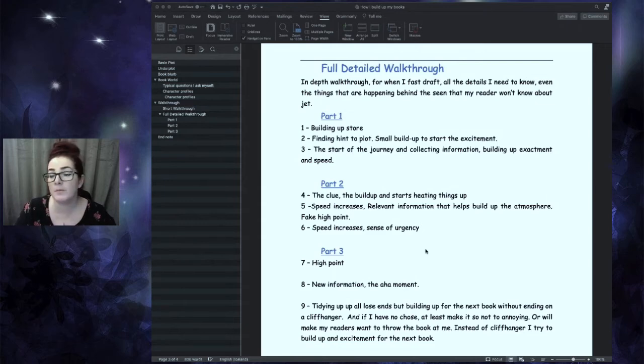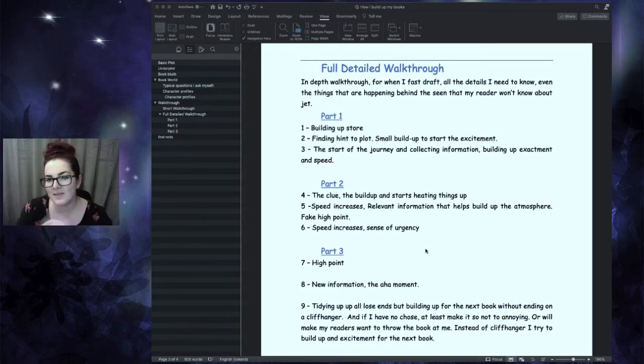The middle part of the book, point five in part two, brings a speed increase and relevant information that helps build atmosphere, and the fake high point. In many books I've read, the high point is in the middle of the book. But my personal preference is to have a high point in the middle of the book and a little one in the last third of the book.